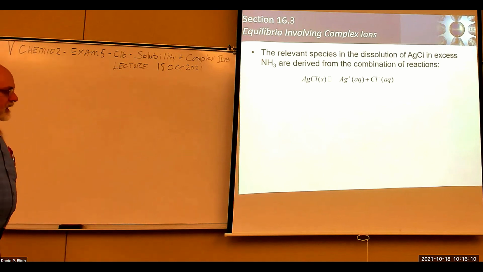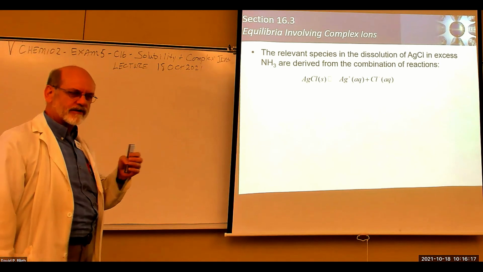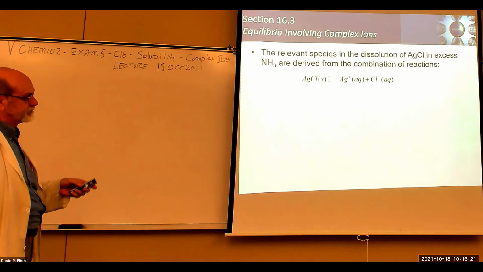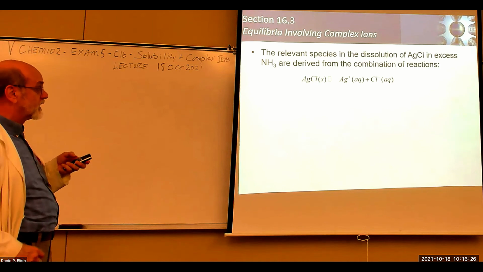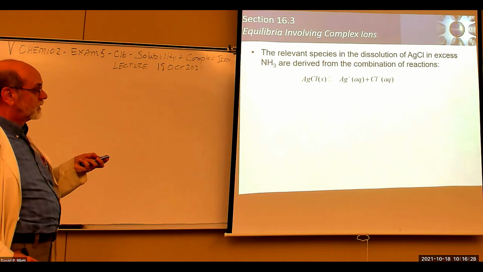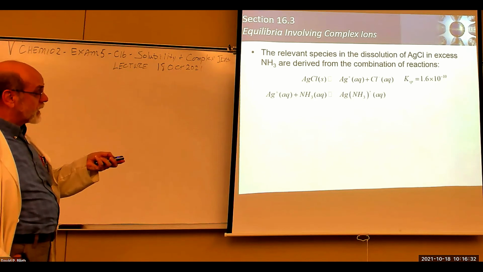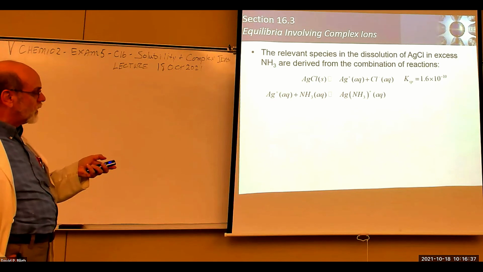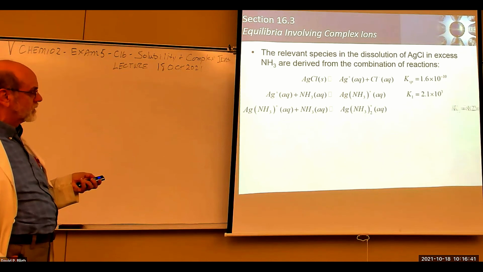Okay. And that whole description is right there in the method, but we're going to talk about it anyway because it might need some further explaining. What are the relevant species in the dissolution of silver chloride in excess ammonia? Here we have the solubility constant for silver chloride, and here we have the formation constant for ammonia, but that's in 2 steps. Here, the second step, there we go.